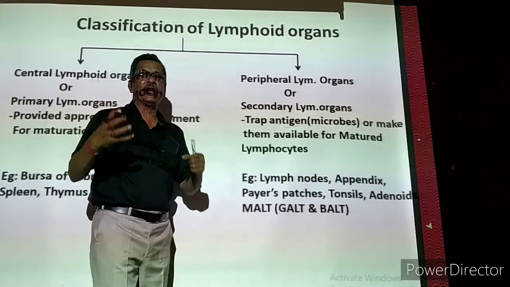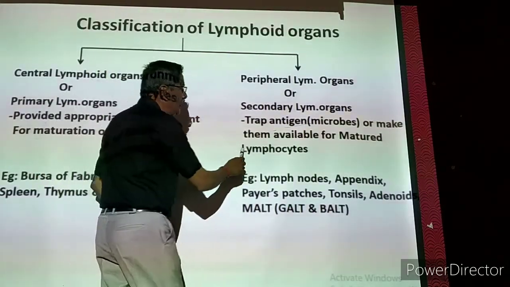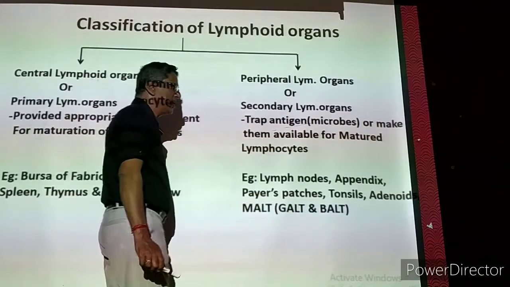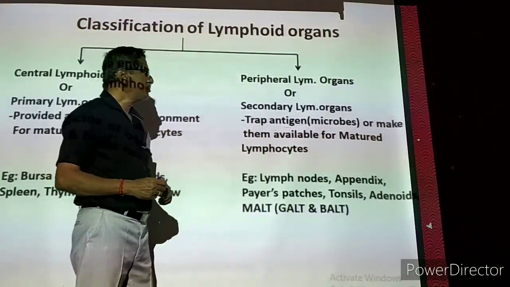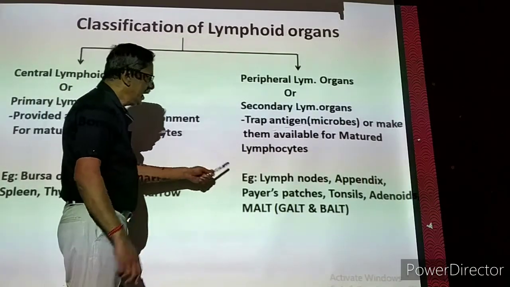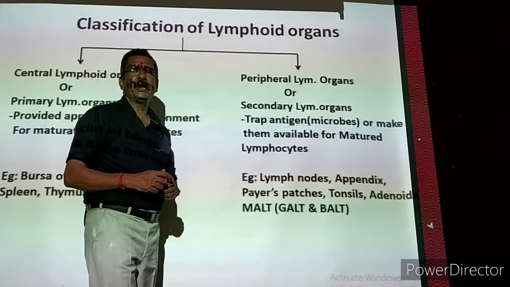What they will do, suppose they cannot trap, they will drag the microorganisms and push them towards the lymphocytes, so lymphocytes can easily attack. That is only in secondary lymphoid organs. An example for this is lymph nodes. They are also called lymph glands.